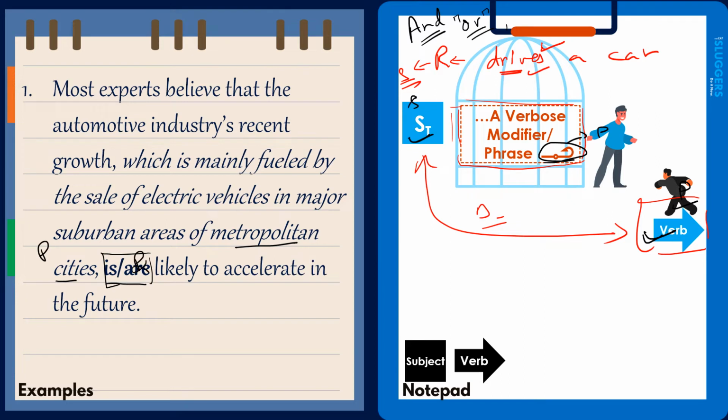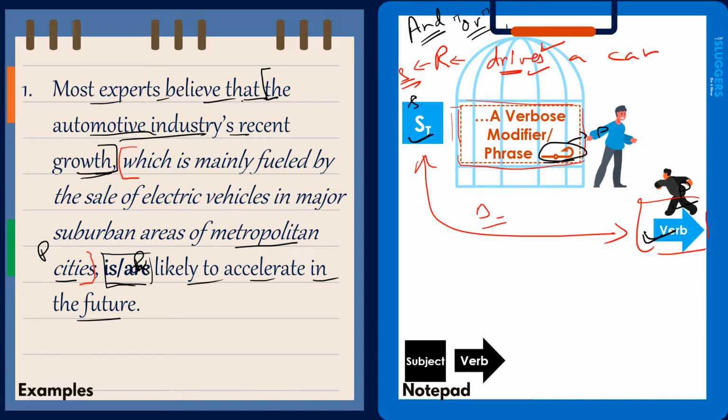The appropriate subject for this, guys, is ये जो आपका दिया ना, the automotive industry's recent growth, that's the appropriate subject, because most experts believe that the automotive industry's recent growth, and I'm going to skip ये बीच वाला part मैं अभी skip कर रहा हूँ just for clarity. ठीक है, यहाँ से लेके यहाँ तक. So what the author actually wants to say is that the automotive industry's recent growth is likely to accelerate in the future. That's what most experts believe.